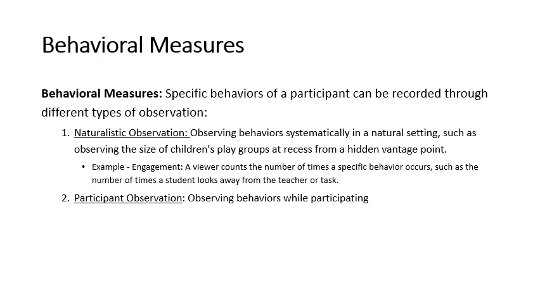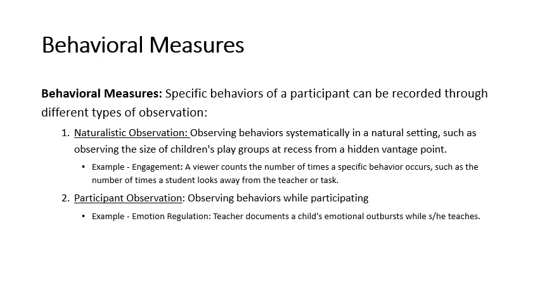And then we have participant observation, which is observing behaviors while at the same time participating. So let's say we have the variable emotion regulation and we're interested in measuring it for a particular child. In this case, the teacher might document a child's emotional outbursts while she teaches. So she would be teaching and then she would notice, oh, this child is having an outburst, and she would document it.